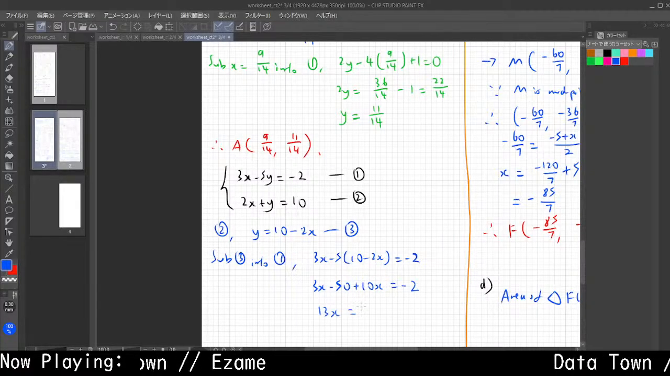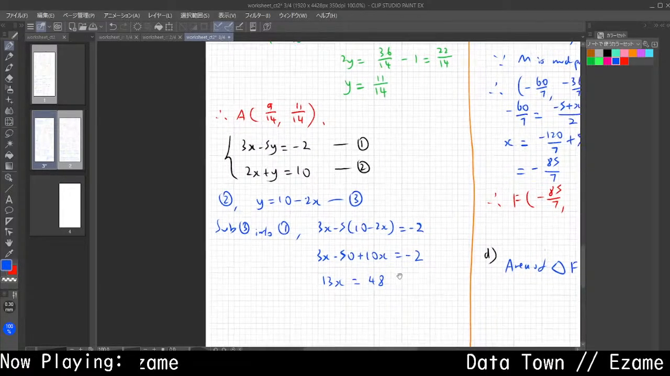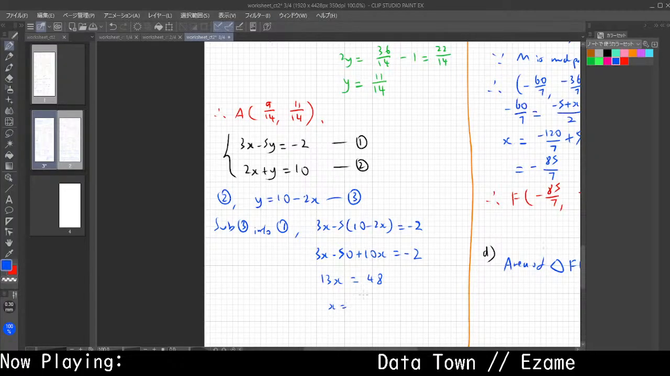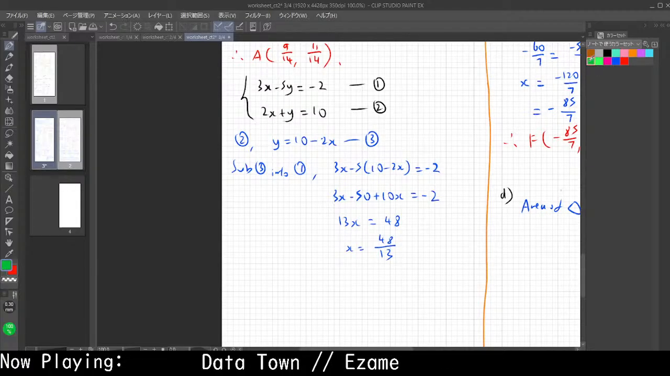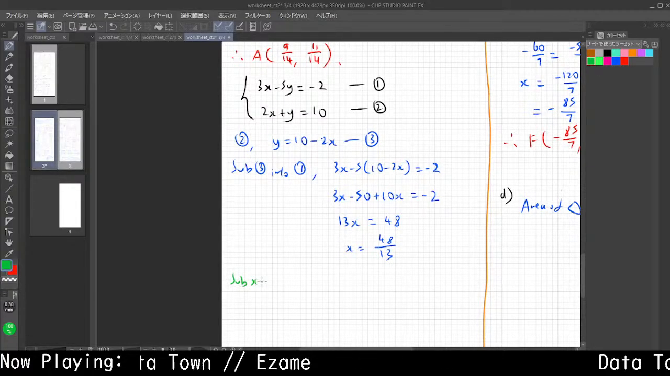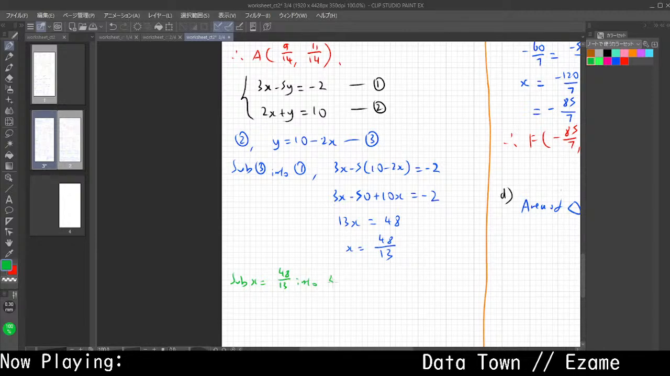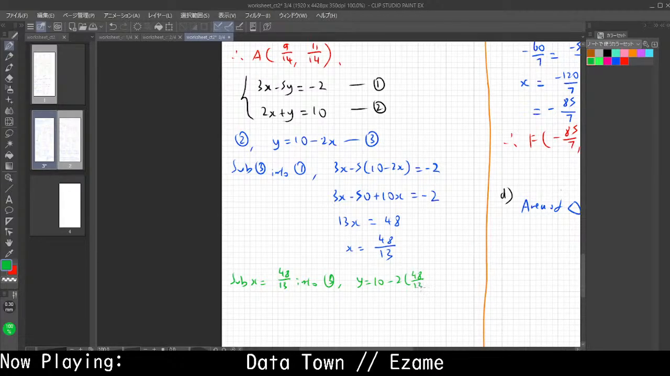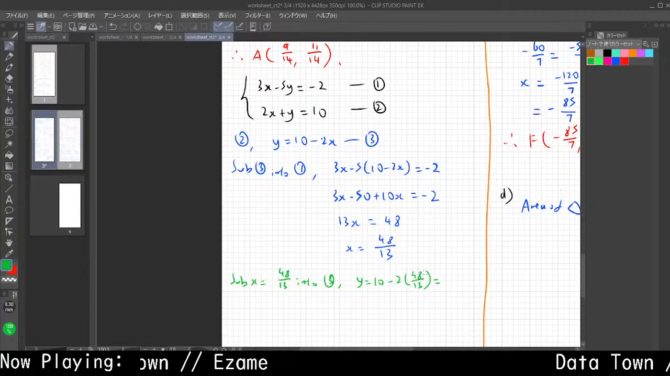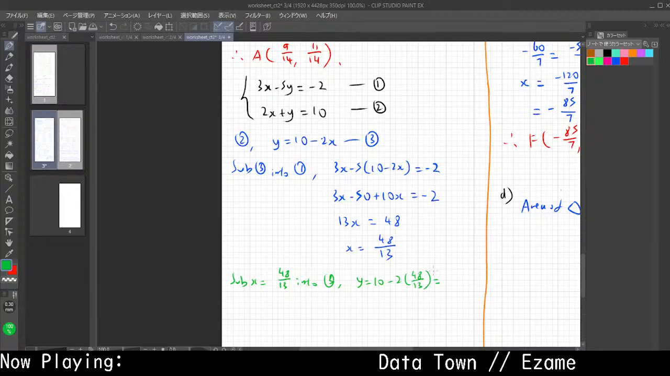Hmm, 15 minus 2, 48. Unfortunately this is not divisible by 13, so I have to do this. So two times this is 96. 96 over 13. 130 over 130 minus 26. 34.